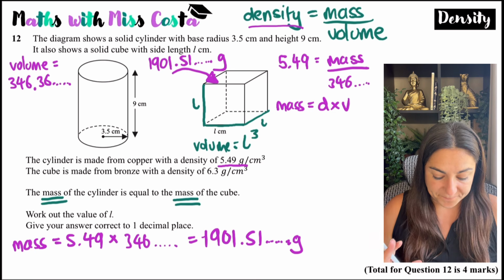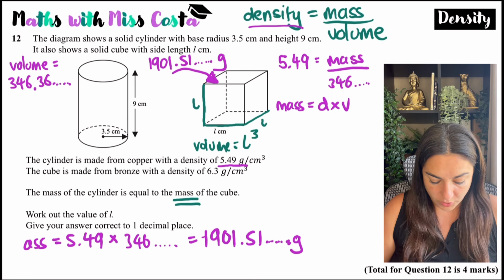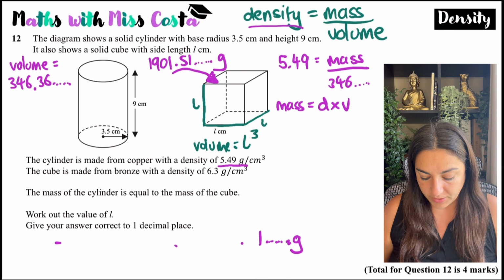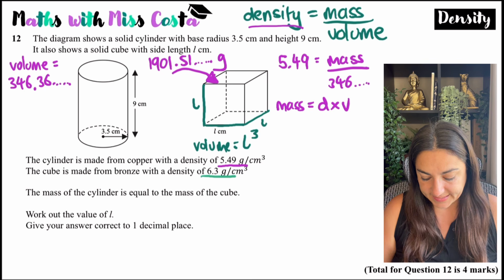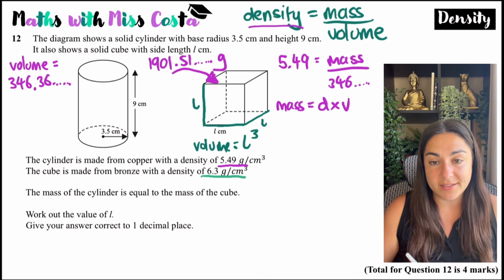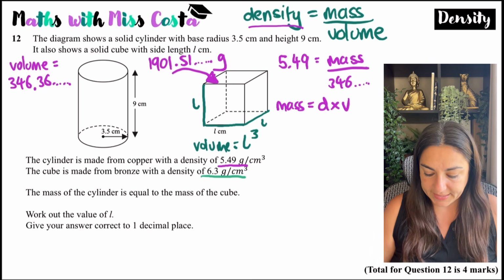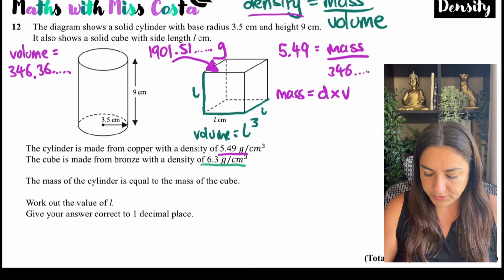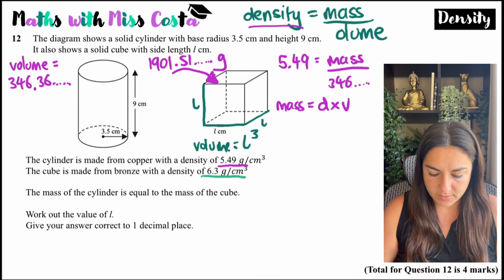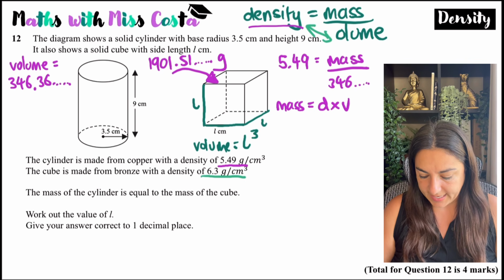So what can I do now? I know what the mass is. I know what the density is. The density is 6.3. So I can use that to work out what the volume is. So once again, let's rearrange the formula. To rearrange this formula, I would just say that volume is mass over density.